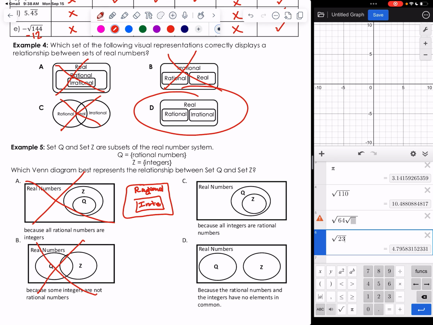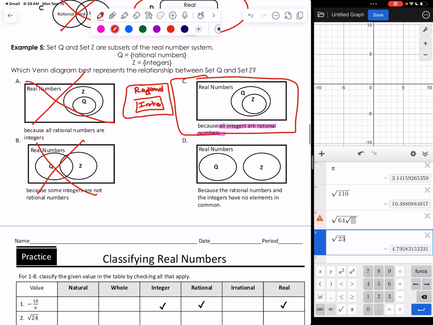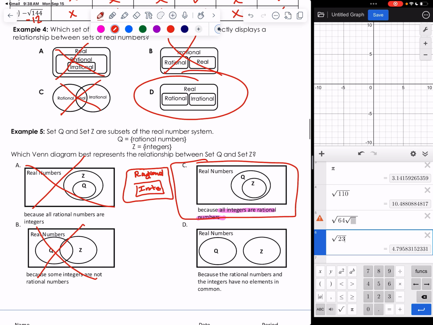All right. So let's look at problem C. We have real numbers. Then we have Q, which are the rational numbers. And then we have Z, which are the integers. Because all integers, let me highlight this, all integers are rational numbers. And that is true. So we're going to go with answer choice C. All right, that concludes today's lesson on classifying real numbers.